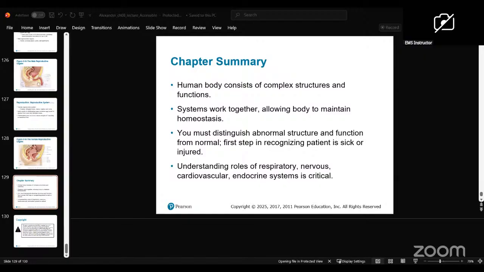Some religions won't let a male provider assess a female. And it's just something that we have to work with. You never want to shame a patient for their cultural beliefs. It's just one of the things that we have to deal with in this job, and we have to make exceptions for. So we need to be cautious. We need to be professional, and we need to be understanding of these things.